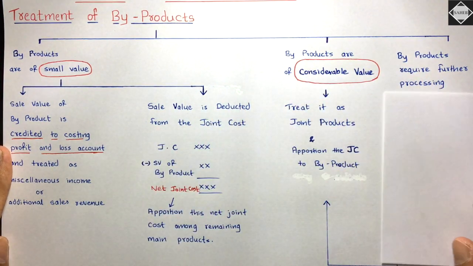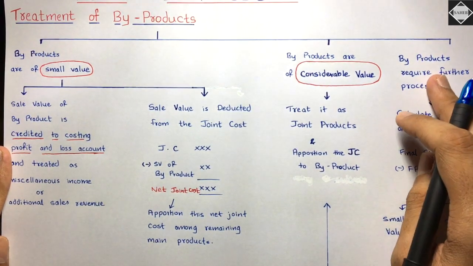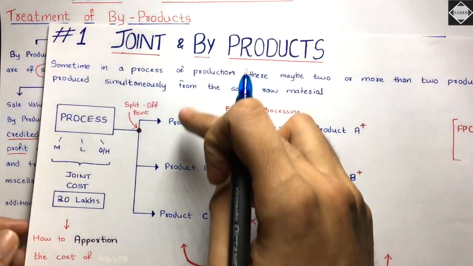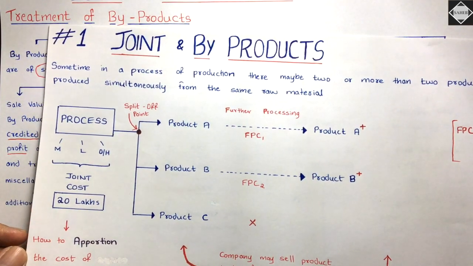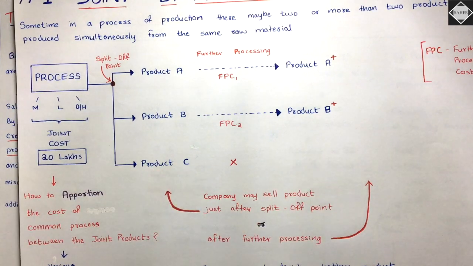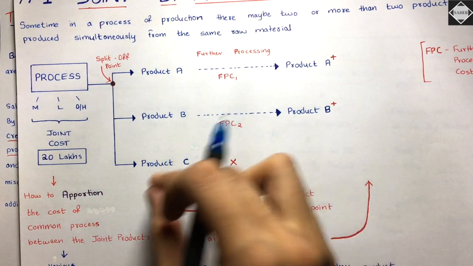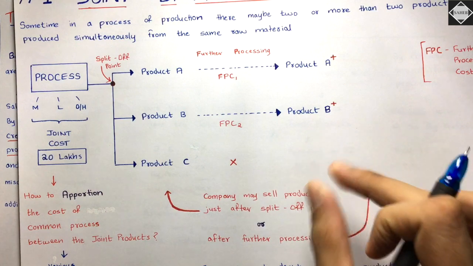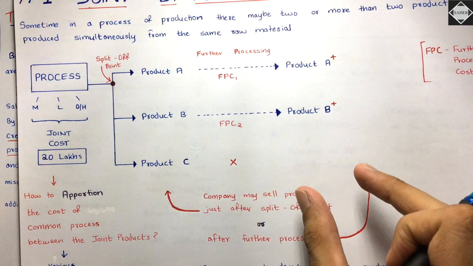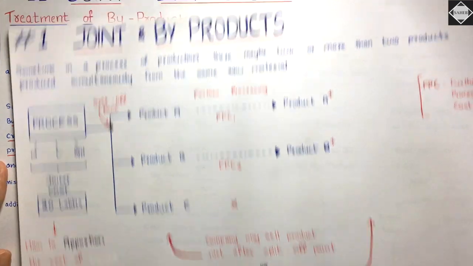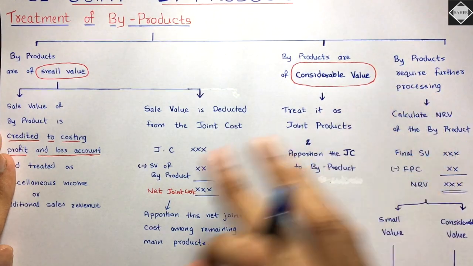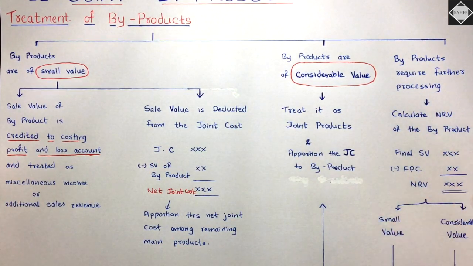And then we have another thing. See here. Byproducts require further processing. Till now, we didn't say that. We were talking about the sales value at split off only, right? But what if the byproduct can be further processed? It will be further processed and then there will be a sales value. In this case, if it is further processed and then there is a market for the byproduct, what will you do? Really simple. See here. Byproducts require further processing. After further processing, there is a market now.